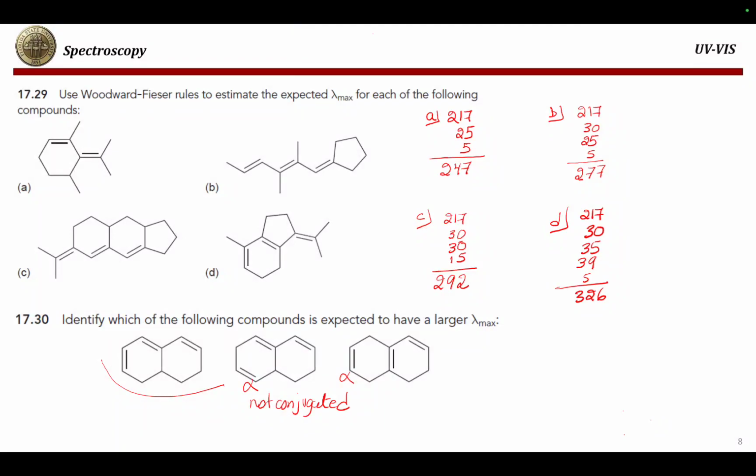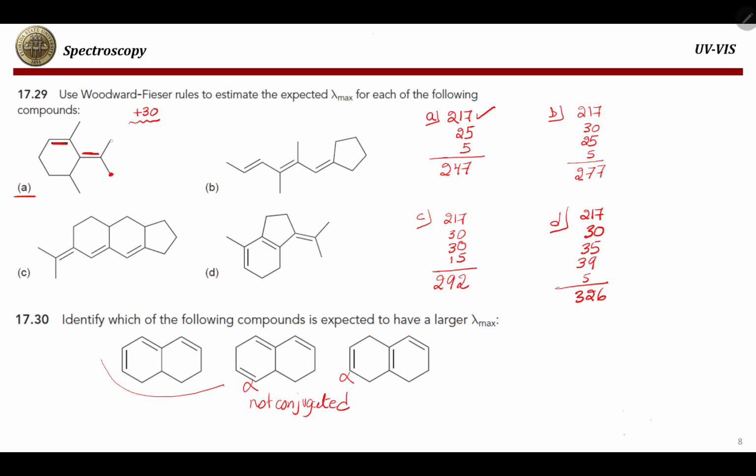Okay, so how do we calculate the lambda max for these compounds? Starting with compound A, we always start with a base number, which is 217. We only have two double bonds, which means there is no need to add 30. And then the next step is to find how many alkyl groups we have.